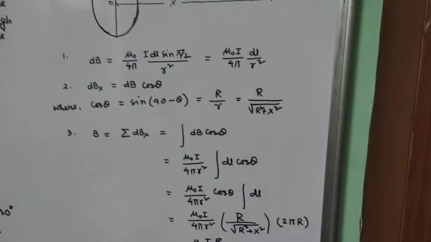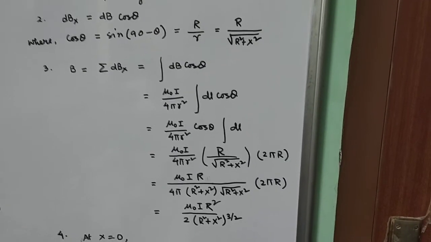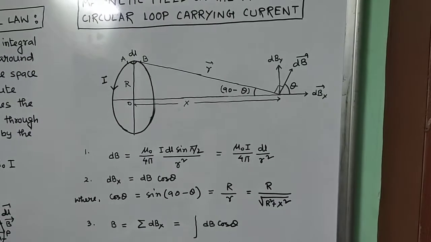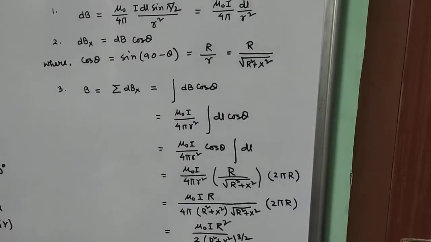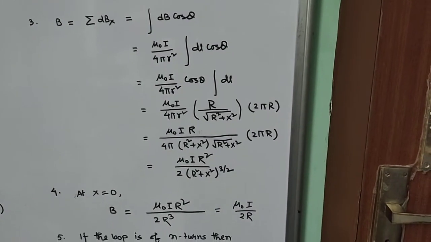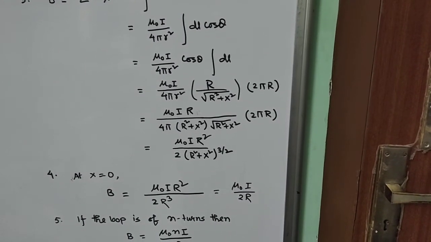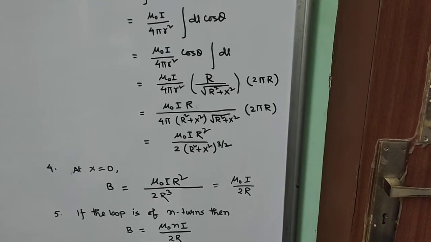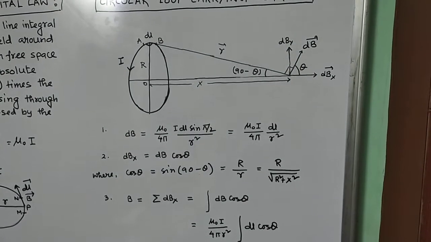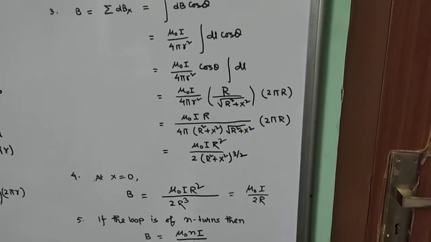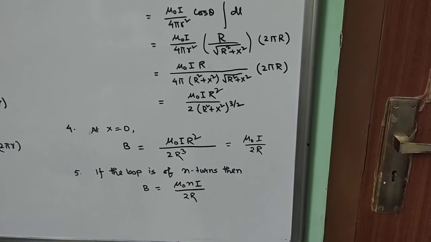So if you substitute this expression considering x equal to 0, it means you are defining the magnetic field at the center of the current carrying loop. So with x equal to 0, mu naught I R square by 2 R cube, so mu naught I by 2R. Now if you consider the loop is of n turns, here we have defined for a single turn, then you have to multiply this expression by n. So ultimately you will get B equal to mu naught n I by 2R.